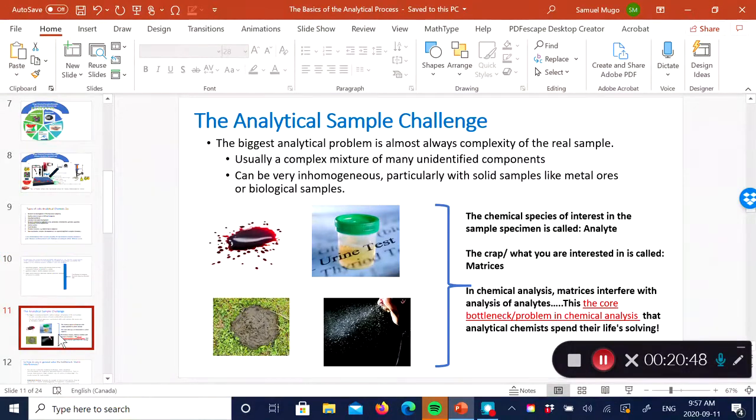So in the next segment, I'm gonna spend some time to talk about the analytical sample challenge. What is the biggest analytical problem that makes it very, very challenging to do either qualitative chemical analysis or quantitative chemical analysis? What is the biggest challenge that you should be trained in solving, in order to become a good chemist? And so that's going to be in the next video on the biggest analytical sample challenge.